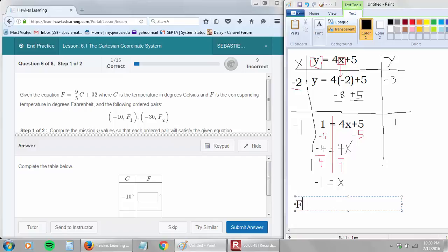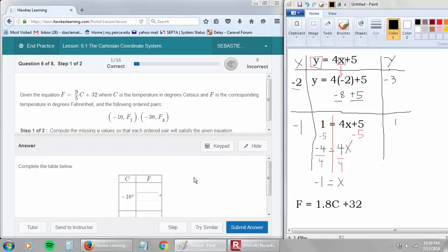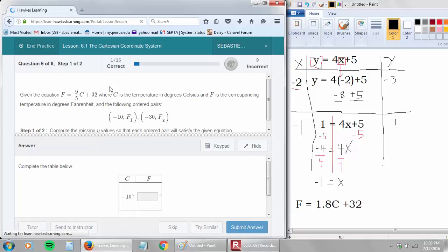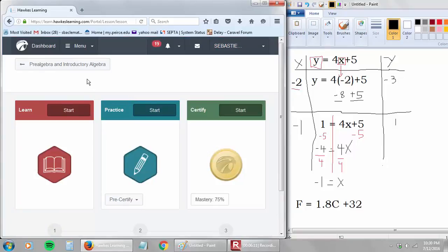So if you want, you can use the equation f equals 1.8c plus 32, and it works just the same. And that's a little bit easier. You don't have to do the fraction arithmetic. You can do it with decimals instead. Some people prefer that. Some people are really into the fractions and would rather do it with fractions, and that's fine too. Alright, so I'm going to end this, and I'm going to take a look at section 6.2.